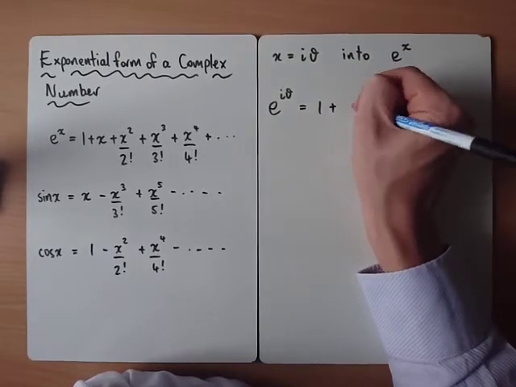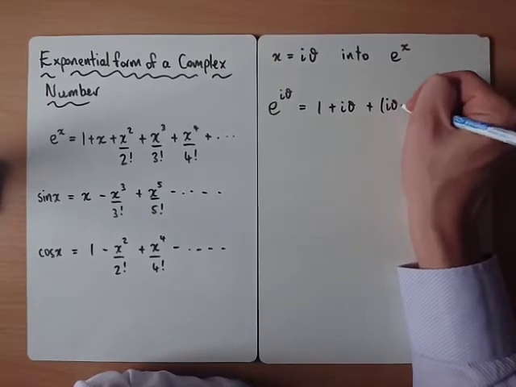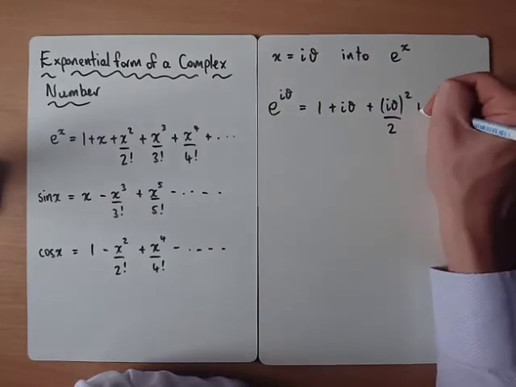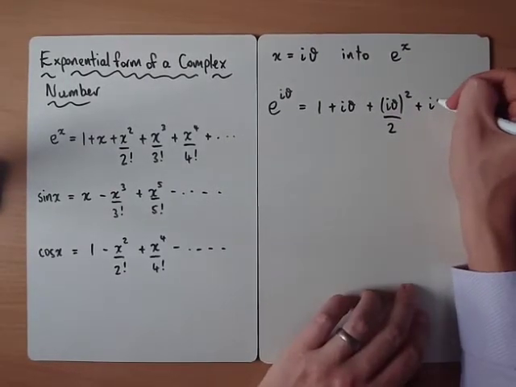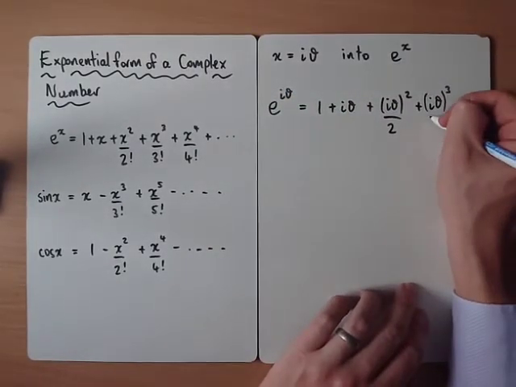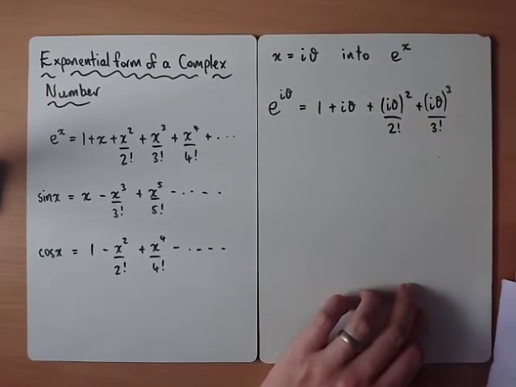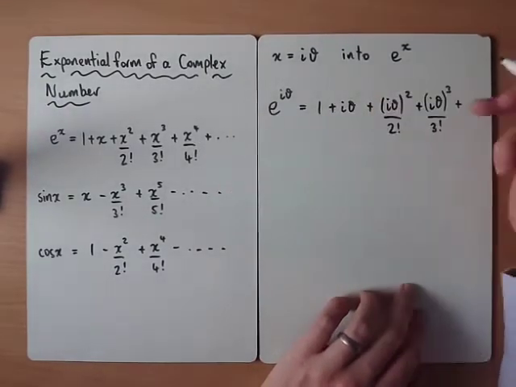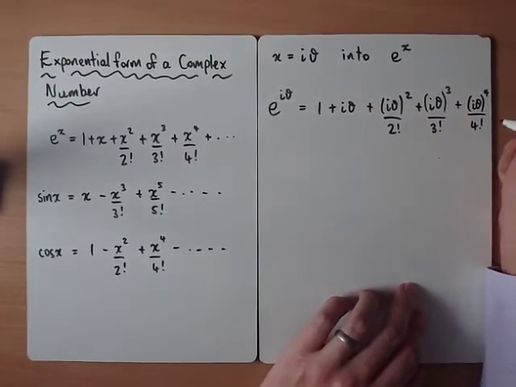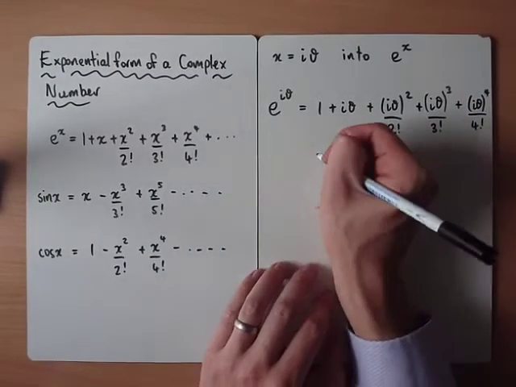So we'd get 1 plus i theta plus i theta squared divided by 2 factorial, which is 2, plus i theta cubed divided by 3 factorial, which actually, you know what, I'm going to leave it in factorial notation because we'll still be able to see what happens. Plus i theta to the 4 over 4 factorial, and so on. We could get a few more terms, but I think this should be enough for us to visualize what happens.